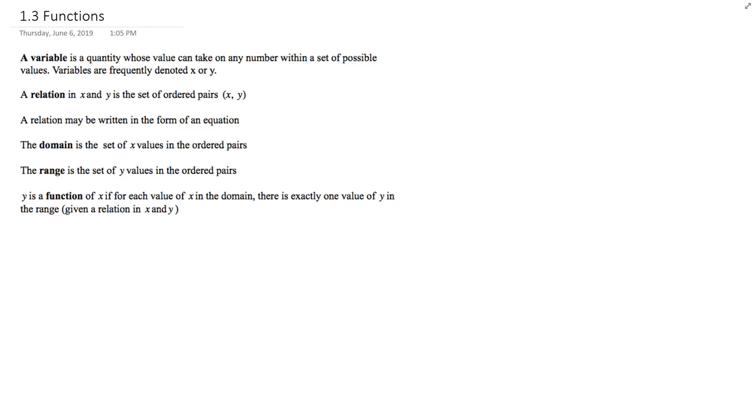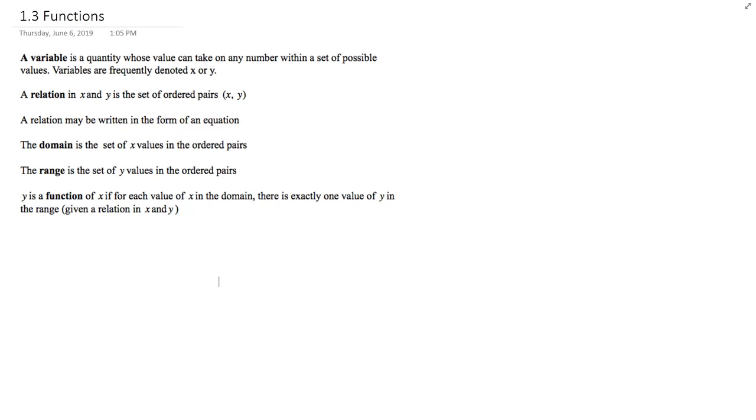Let us talk about a few definitions to begin with. A variable is the first one. A variable is a quantity whose value can take on any number within a set of possible values. Frequently used variables are x and y. A relation is something in two variables x and y. It is a set of ordered pairs x, y, which last class we called coordinate pairs.